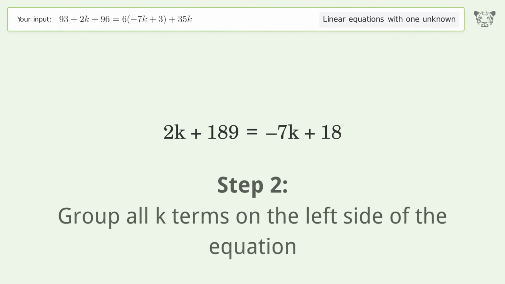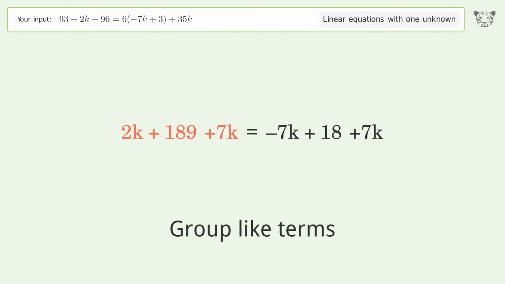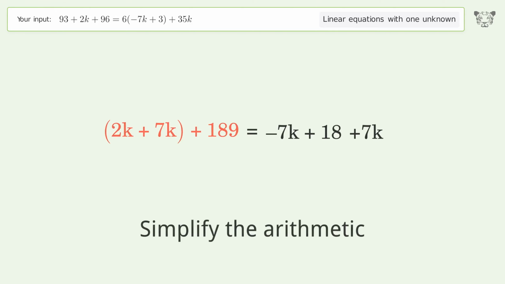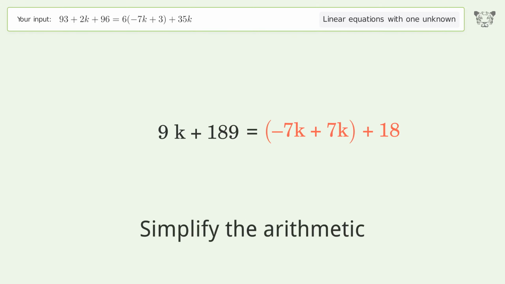Group all k terms on the left side of the equation. Add 7k to both sides. Group like terms. Simplify the arithmetic. Group like terms. Simplify the arithmetic.